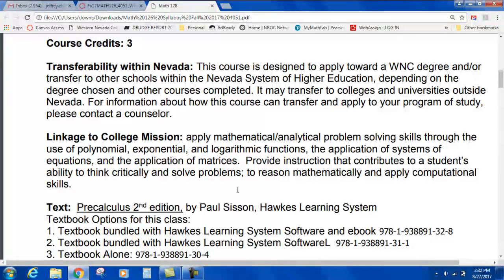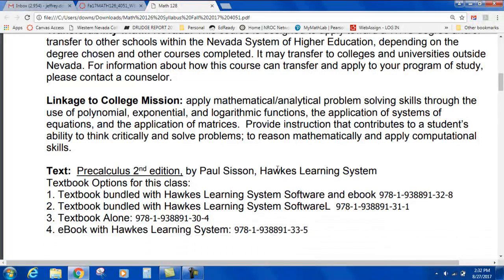Linkage to college mission: apply mathematical and analytical problem-solving skills through the use of polynomial, exponential, and logarithmic functions, the application of systems of equations and applications of matrices. Provide instruction that contributes to students' ability to think critically and solve problems, to reason mathematically, and apply computational skills.